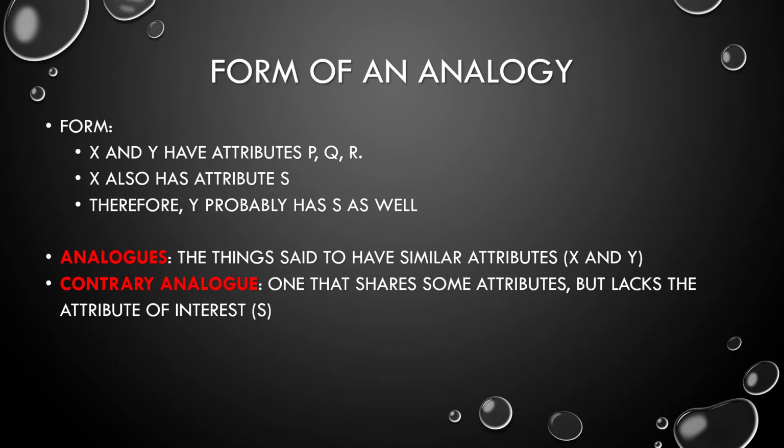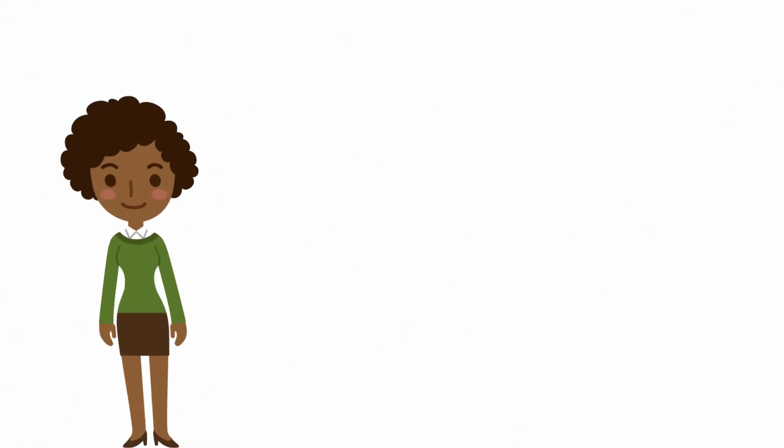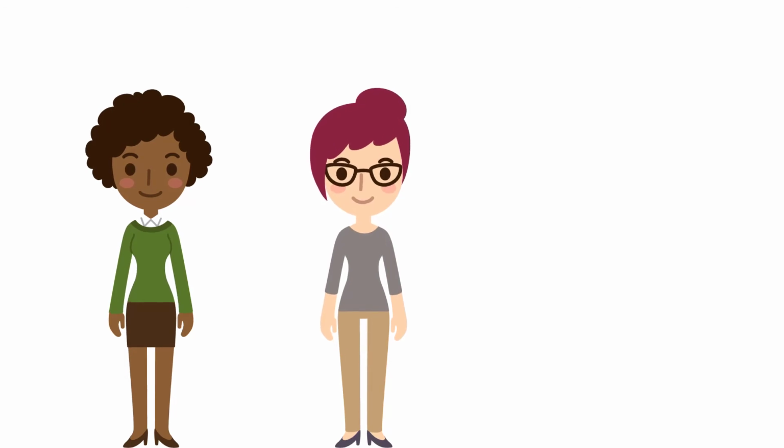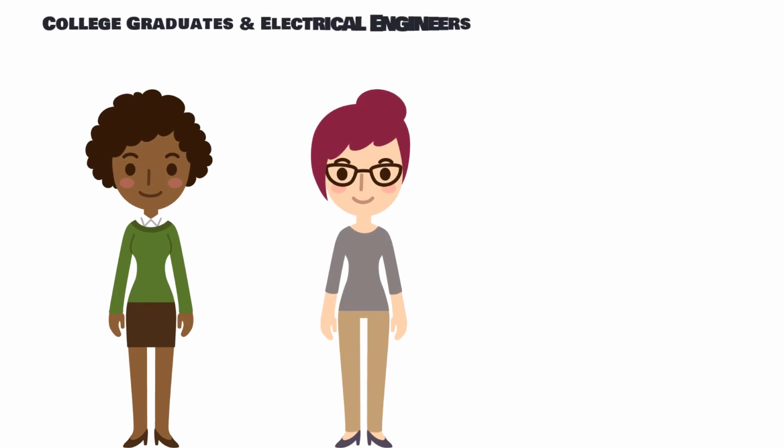So let's give an example of this as well. Let's say Selena, X, and Barbara, Y, are both college graduates, electrical engineering majors, and are currently employed by Tesla. Let's say Selena makes $80,000 a year. We might assume that it's likely that Barbara makes the same.